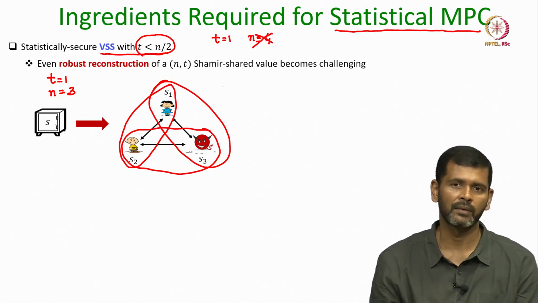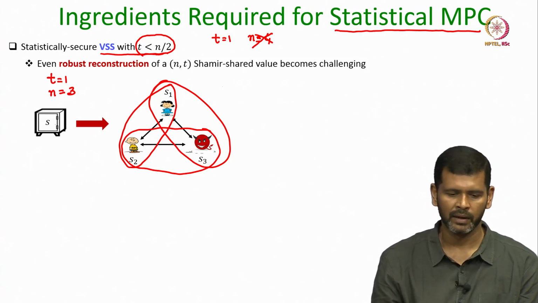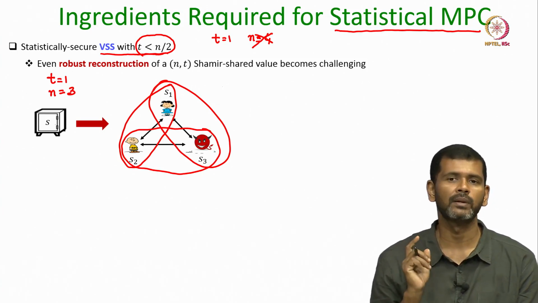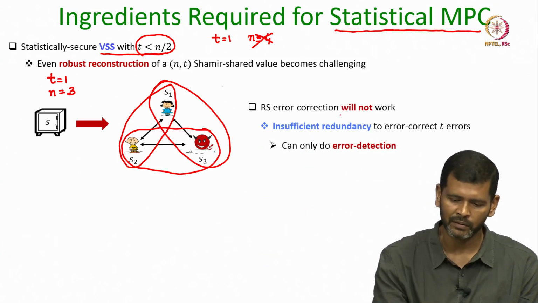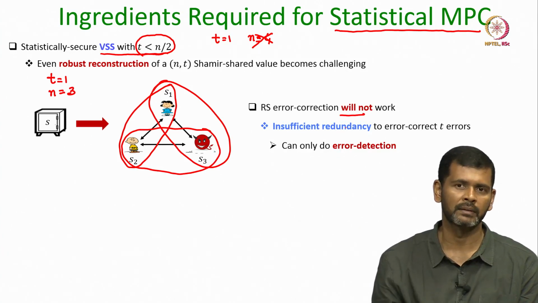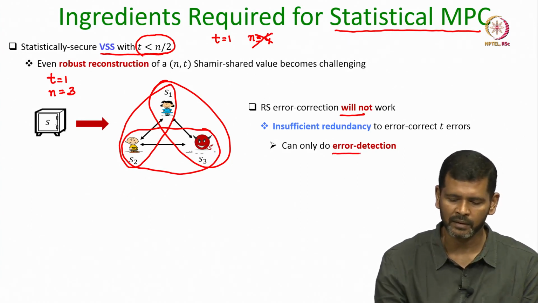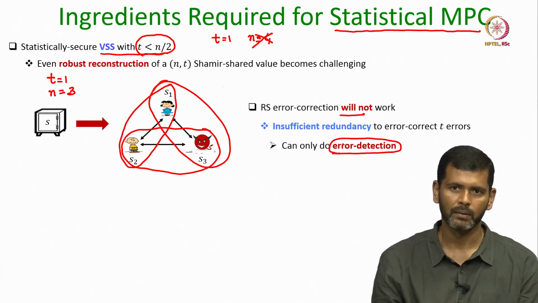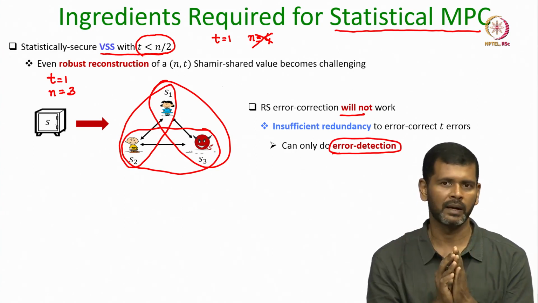That means we do not now have sufficient redundancy as part of the Reed-Solomon error correction to error correct the corrupt share S3. And remember that no one will know the identity of the corrupt party here. So, Reed-Solomon error correction will simply fail to give you back the correct 1 degree polynomial through which S is secret shared. You can only identify that some error has occurred. That means you can only do error detection here. Error detection means you get the output that some error has occurred.